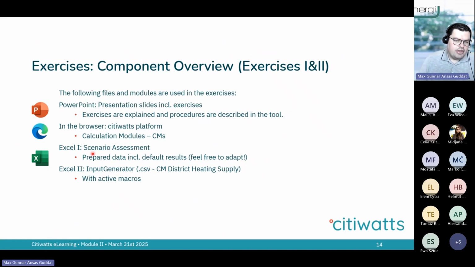And then we have the scenario assessment spreadsheet, which I will present in more detail in a second, where you can click around as much as you want. And all these are going to be made available on the Google Classroom just after this webinar today. And then there's also this input generator, which Ali Cook from TU Vienna will present later today.